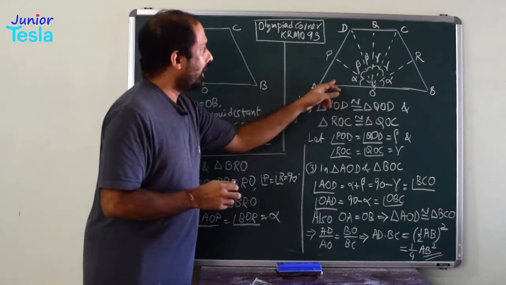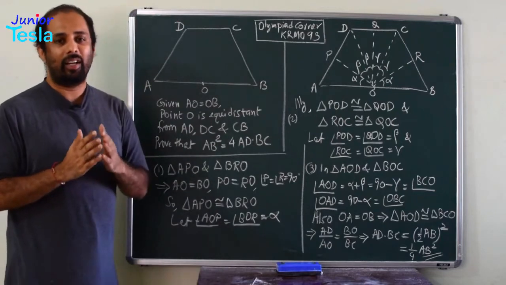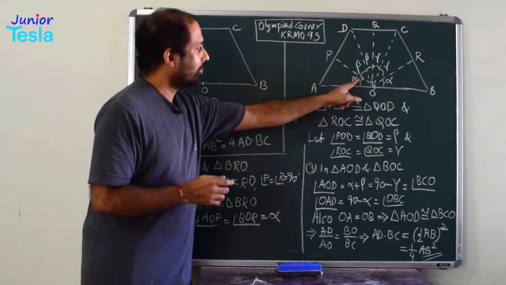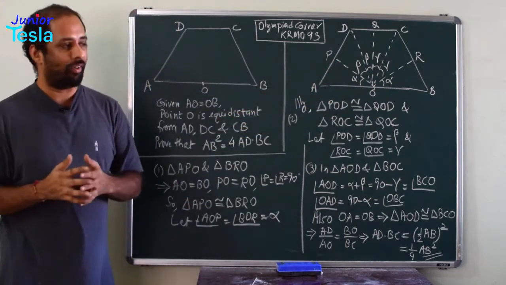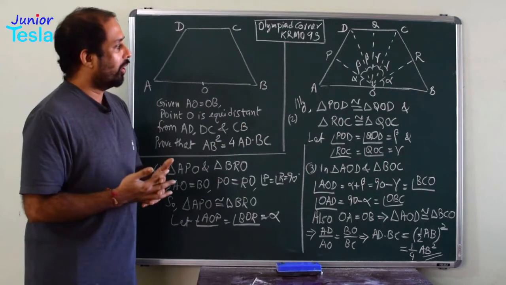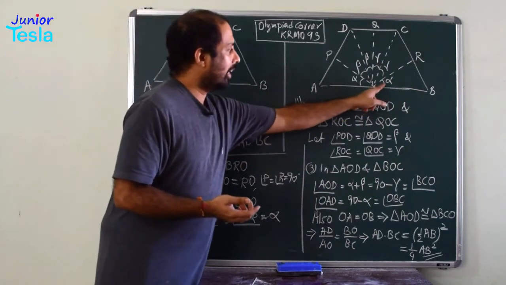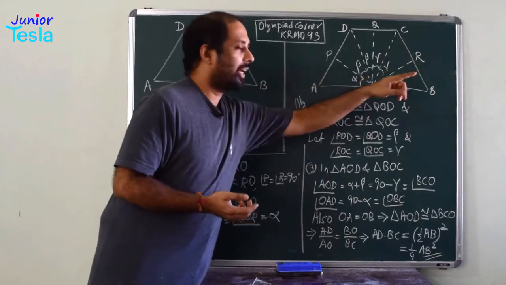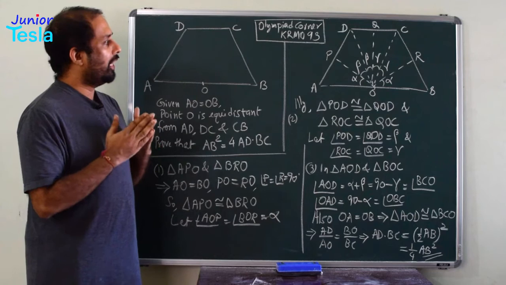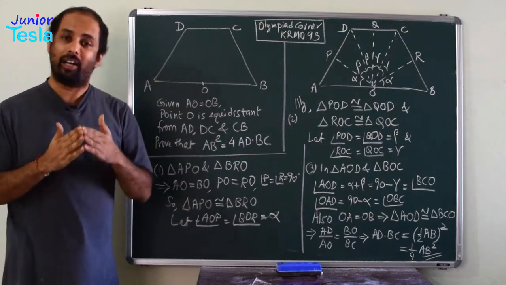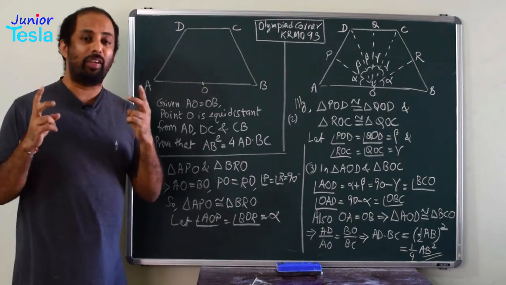I take OAD. So angle OAD is 90 minus alpha because one angle is alpha and the second angle is 90 degrees. So the third angle will be definitely 90 minus alpha. That is also equal to angle OBC, because again this angle is alpha, this is 90 degrees, so the third angle will be definitely 90 minus alpha. So angle OAD and angle OBC are also equal. So we got two pairs of equal angles.